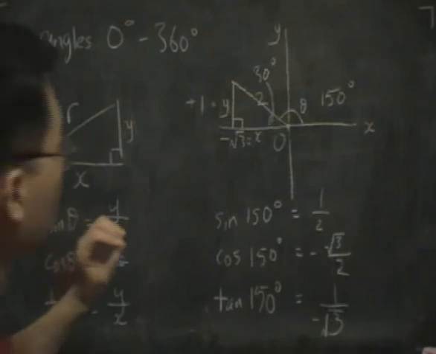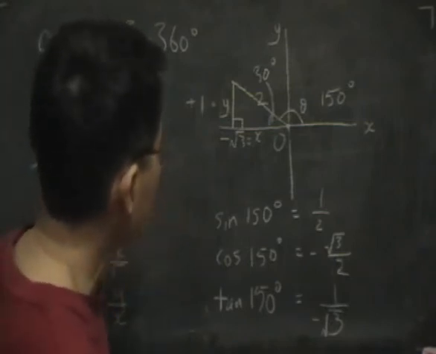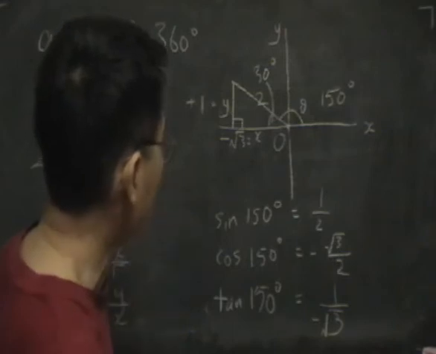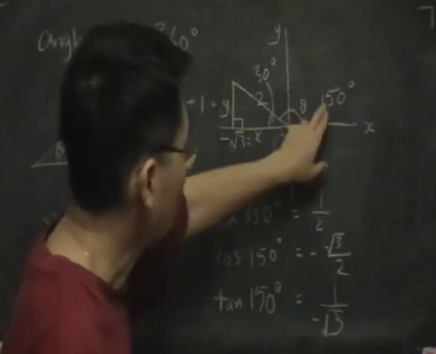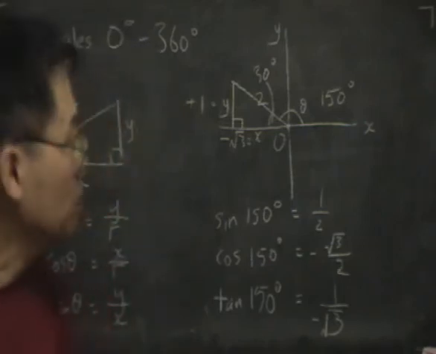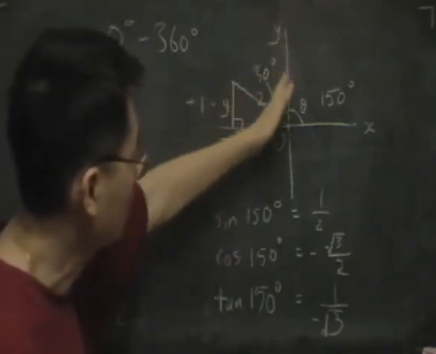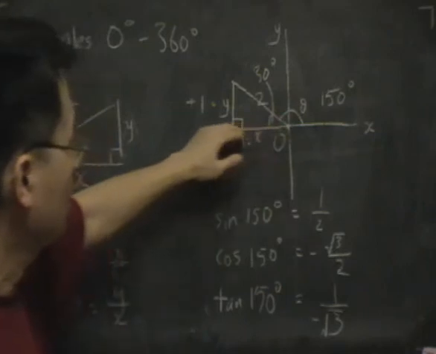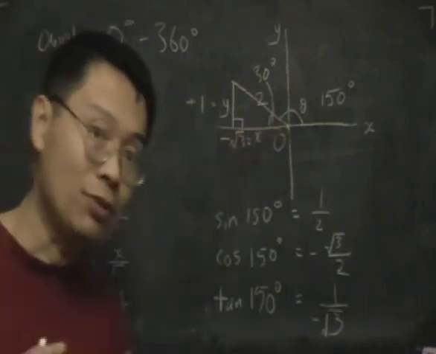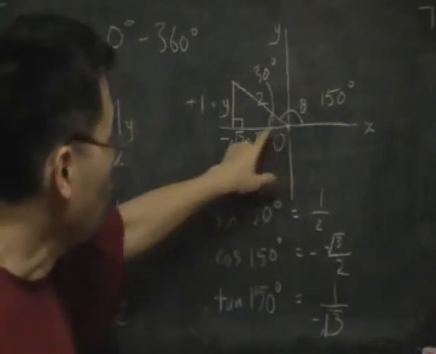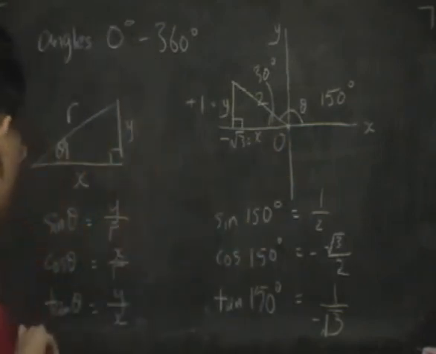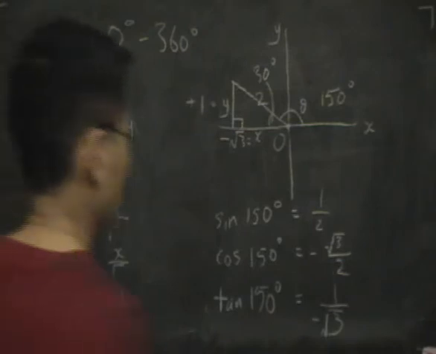Okay, so let's take a look at other angles. Now, I've looked at 150 degrees, which is an obtuse angle, an angle between 90 degrees and 180 degrees. What if the angle is more than 180 degrees? Well, let's take a look.